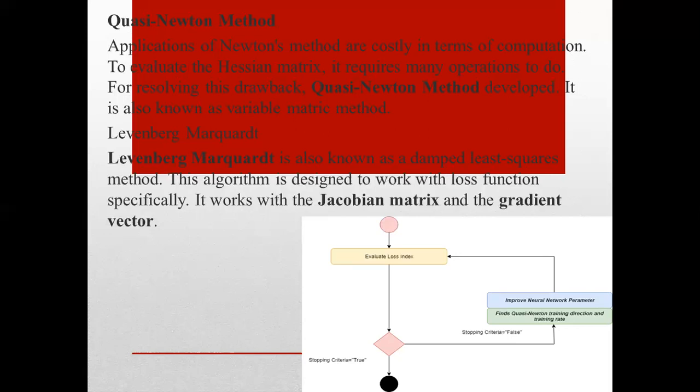So the improvement of the parameter is made by obtaining the Cauchy-Newton direction in the training and then finding a satisfactory training rate. So this was the Cauchy-Newton method.